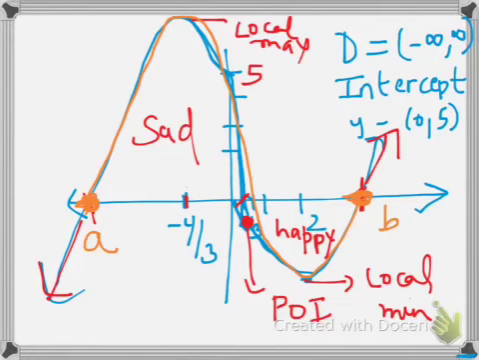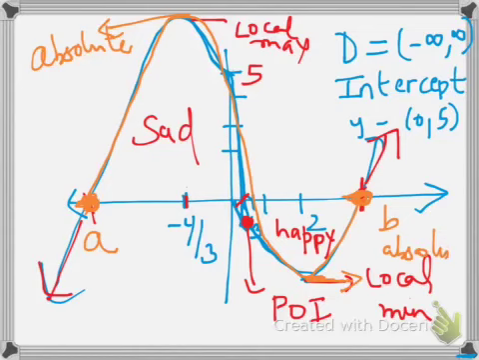For example, in this interval, this point right here is a local max, but that becomes your absolute max also, right? And similarly, if I restrict it right here, this guy right here becomes your absolute min as well, right? It depends what my interval is.